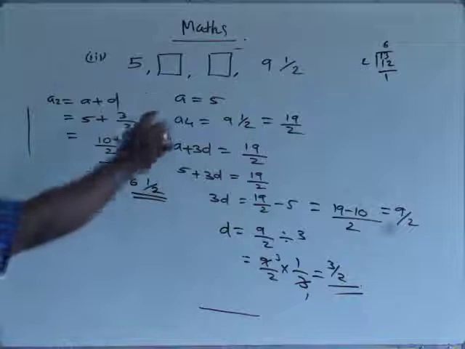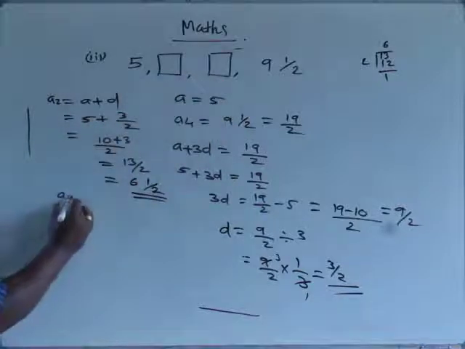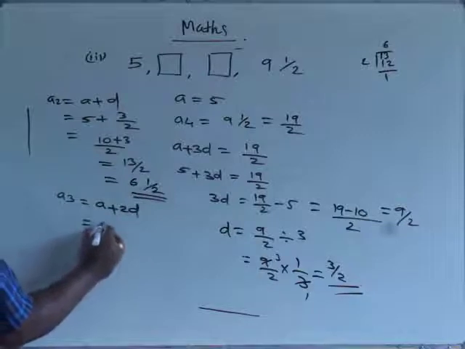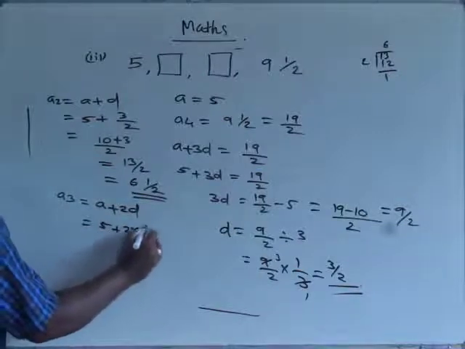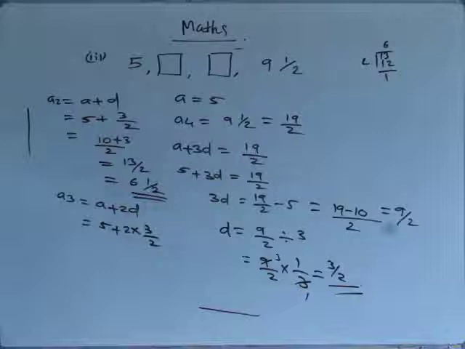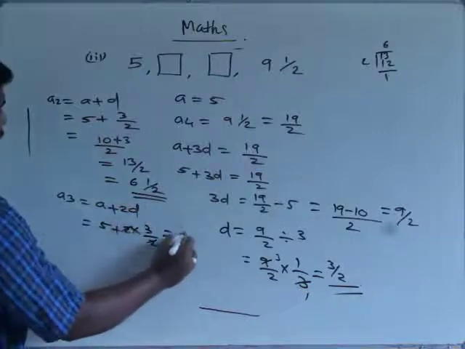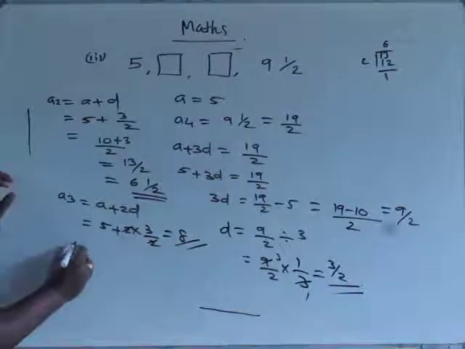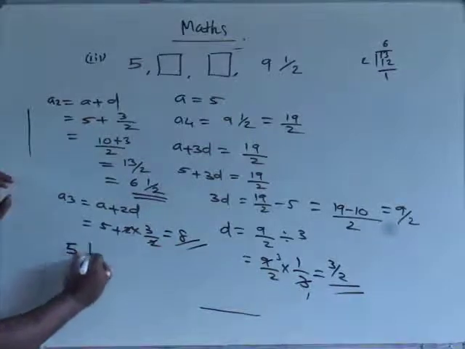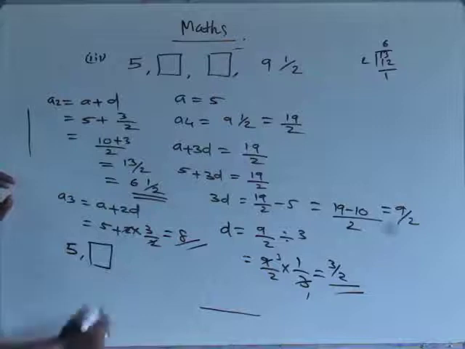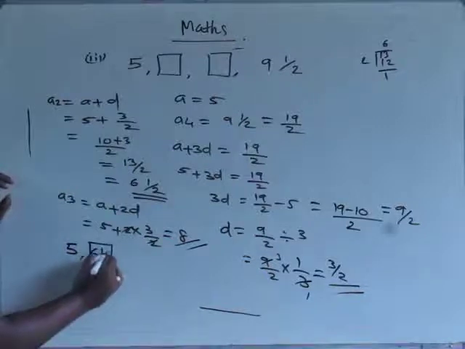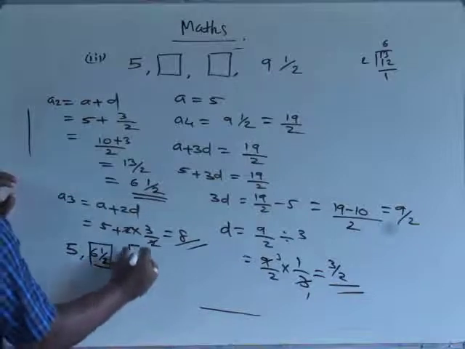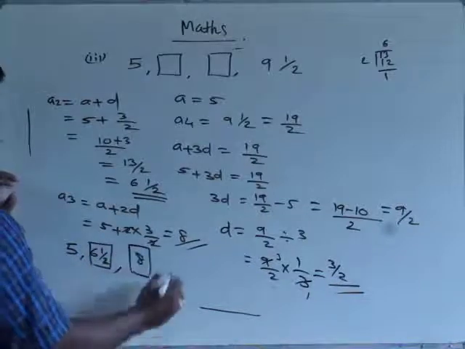Okay, then next find out the third term. A3, A plus 2D. That is equal to A, how much? 5 plus 2 into D, 3 by 2. Clear? These 2 and 2 cancel, that is equal to 8. Okay, 5 plus 3 equal to 8. The last: 5, comma, box. What is the first box answer? First box answer 6 1 by 2. Comma. Next box answer 8. Last one 9 and a half.